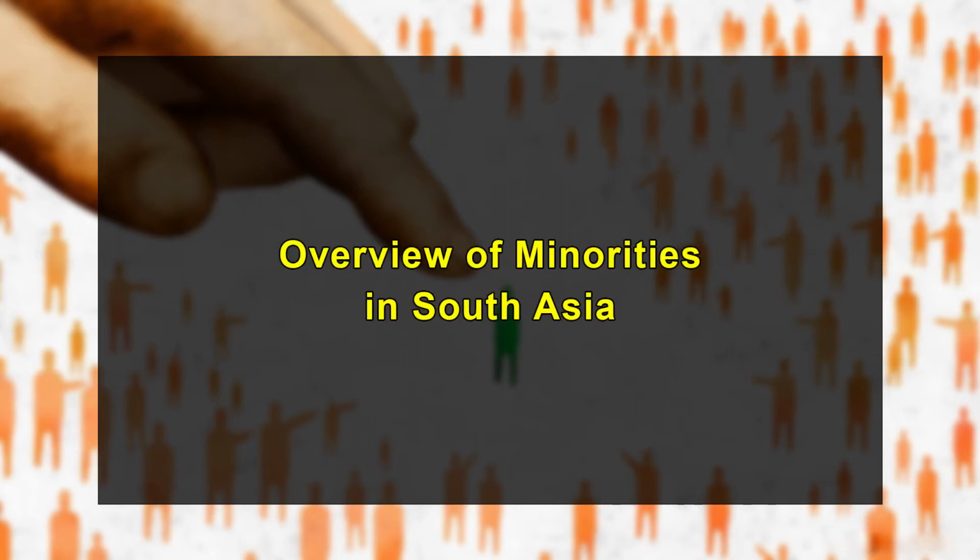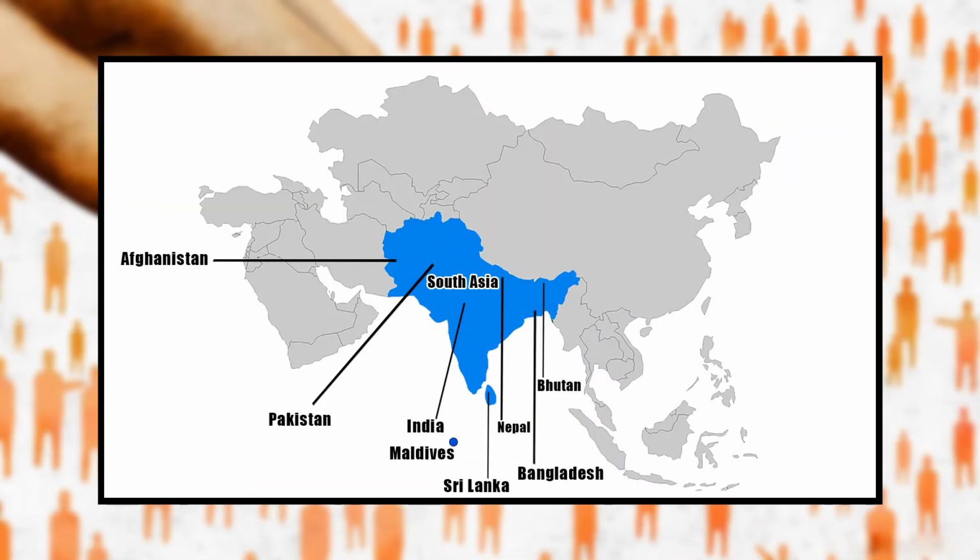Dear students, let's have an overview of minorities in South Asia. South Asia is historically multicultural, multi-ethnic, multilingual society that lives in the countries of Afghanistan, Bangladesh, Bhutan, India, Maldives, Nepal, Pakistan and Sri Lanka. These states are home to a rich and diverse spectrum of nationalities, ethnicities, religions, indigenous groups, and an estimated 800 languages.